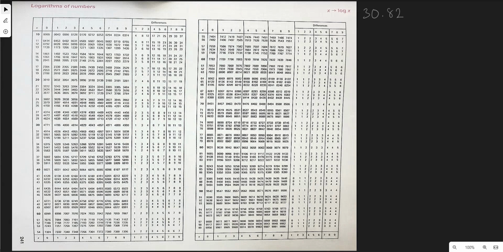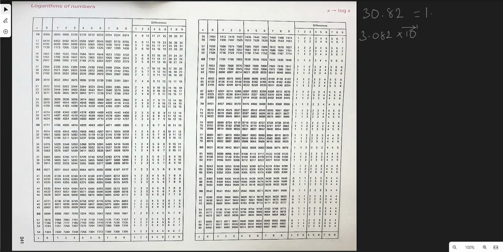Suppose you're asked to find the logarithm of this number, 30.82. The characteristic of this number is going to be 1. How do I get the 1? If you express this number in standard form, it's going to be 3.082 times 10 raised to the power 1. This number right here is your characteristic, or your integer value.